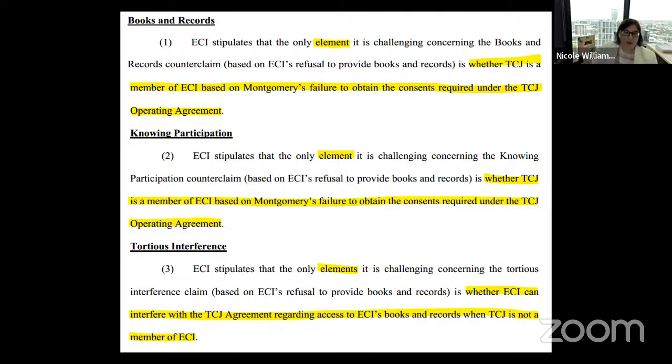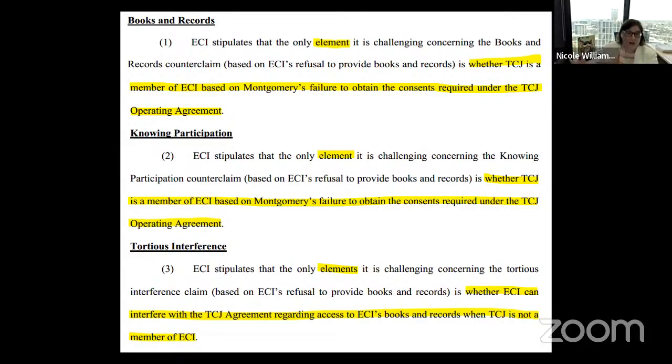First, that is an element of books and records. That is not an element of knowing participation. It's not an element of tortious interference. They listed the elements in their original motion, and it's not there. We have case law on that. But even as to books and records, and it applies to all of them, you can see they're not just putting us to our burden on whether TCJ is a member. They're asking the court to consider Montgomery's failure to obtain the consents required under the TCJ operating agreement.